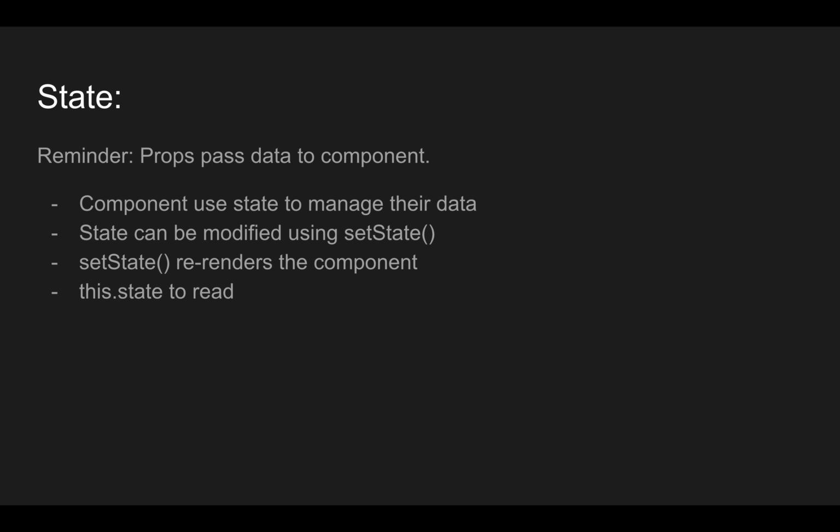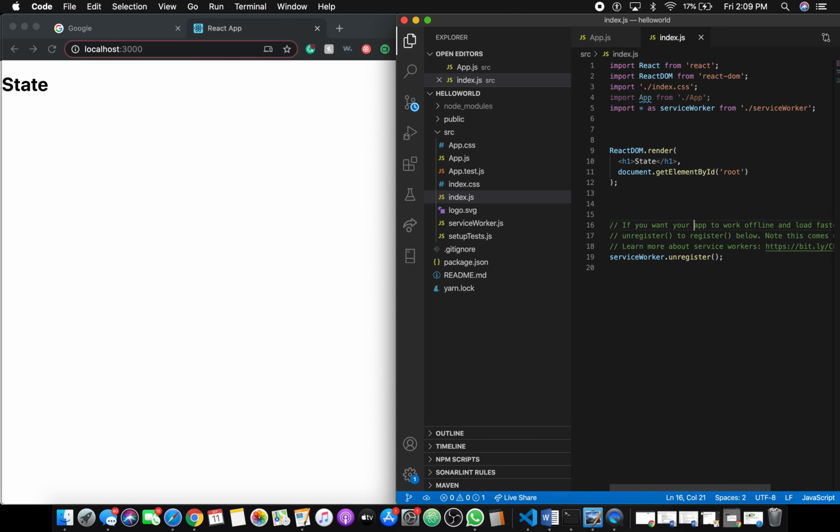And on the other hand, a component uses state to manage its data, and state can be modified using the function setState. So basically setState re-renders a component, and after updating the state, you can read it by this.state. So let me apply it in code, do some practical work, and show you how it goes.